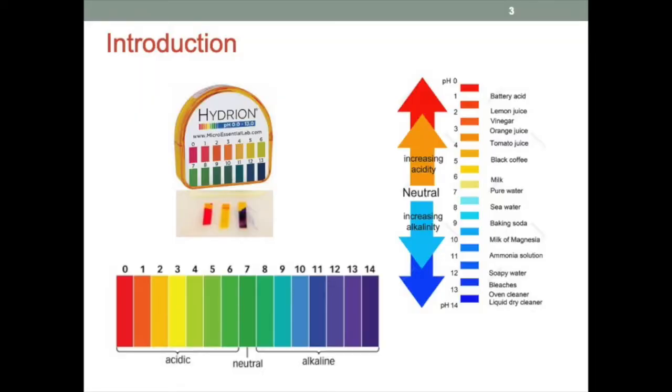So in lab we have these pH strips, right? They're going to change their color based on the solution that you dip them in. Increasing acidity changes from yellow to reddish, and increasing alkalinity changes from yellow to bluish. And neutral is about green, but if it's dry, it's yellow. So if you put it into pure water, it'll turn green.